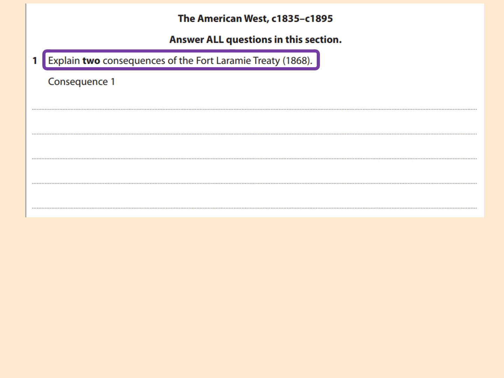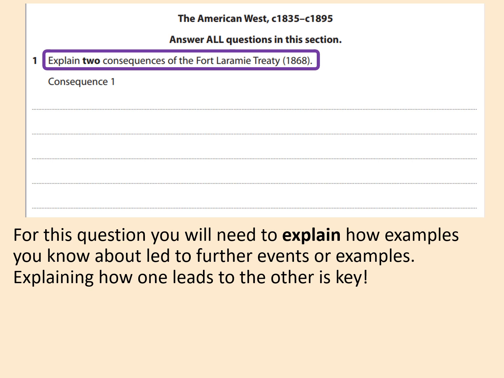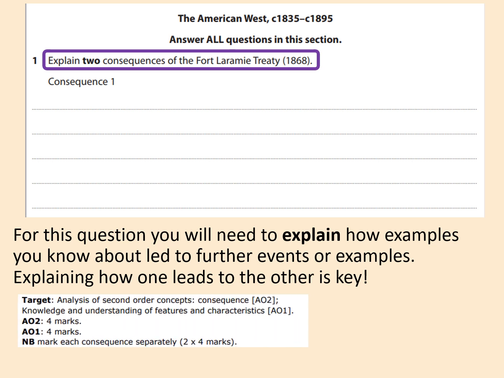By explaining 2 consequences of the Fort Laramie Treaty, you have to consider what comes next. Consequences can be both good and bad, or just something in between. They're just something that happens as a result. For this question, you'll need to explain how examples you know about led to further events or examples. Explaining how one leads to the other is the key.